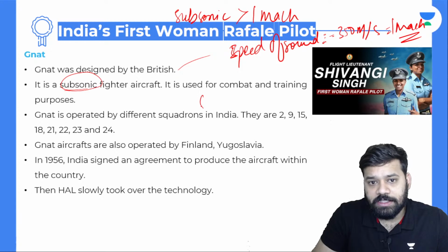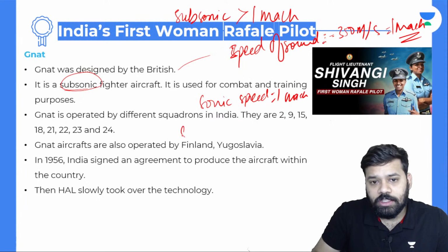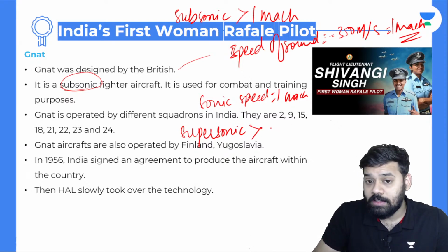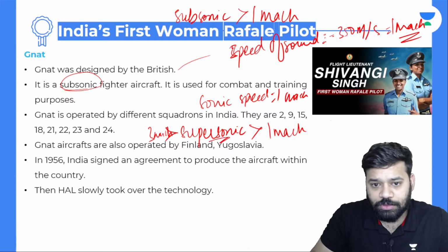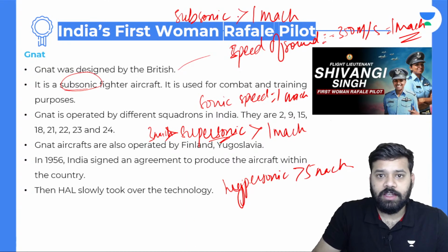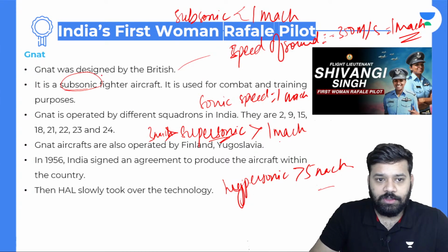And if it is sonic speed, it is equal to 1 Mach. And there is supersonic. Supersonic means the speed is greater than 1 Mach, but less than 3 Mach. Between 1 Mach and 3 Mach, we have supersonic. Then there is hypersonic. Hypersonic is when it is greater than 5 Mach. So subsonic means less than 1 Mach, supersonic means between 1 Mach and 3 Mach, hypersonic means greater than 5 Mach. So I've told you all the sonics here.